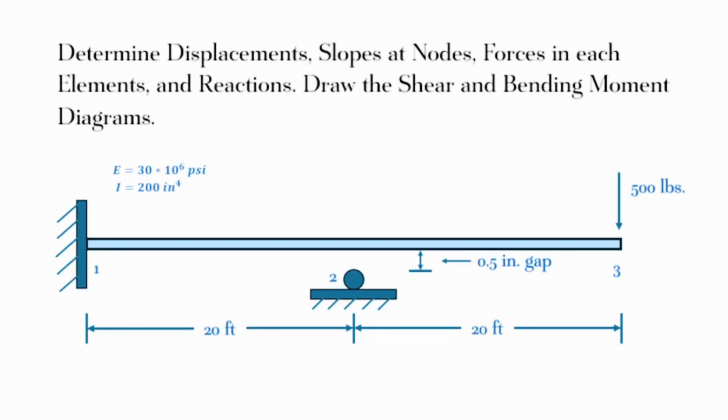Hey, what's up guys? Same as last time, we're going to find our x vector, displacements and slopes. As soon as you find that x vector, because at the end of the day it's just forces equal to kx, find the x vector, then find the force vector, and then you can find the forces in each element, and then we'll just draw the shear and bending.